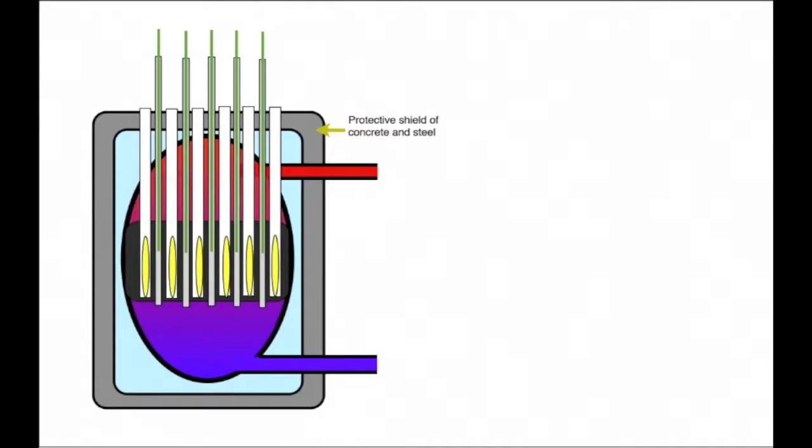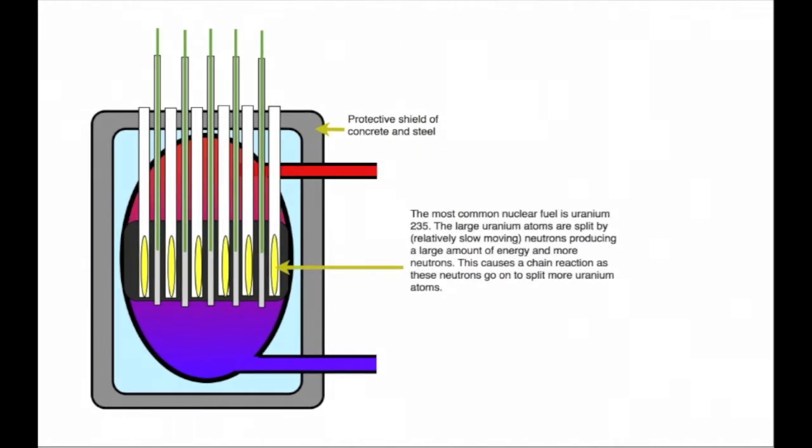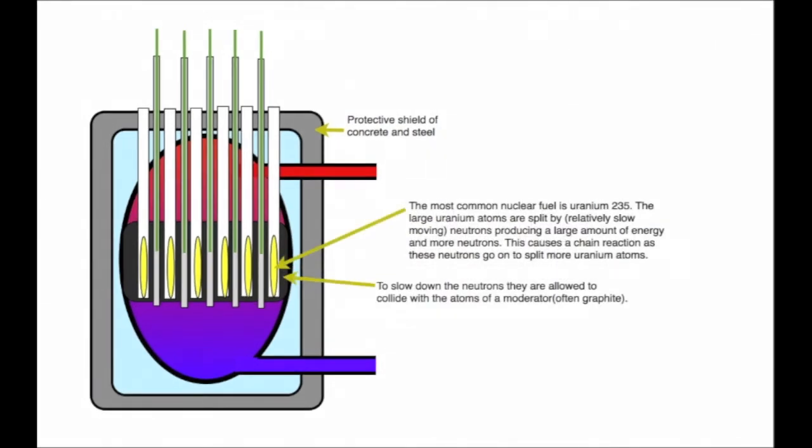A nuclear power station uses fuel, but this fuel is not burnt. It is either uranium or plutonium, and it undergoes a nuclear reaction. The most commonly used of these fuels is uranium-235, and the atoms within it are split by neutrons. This splitting of the atom produces a large amount of energy and produces further neutrons which go on to split other atoms in a chain reaction.